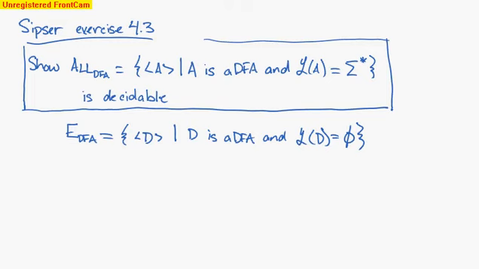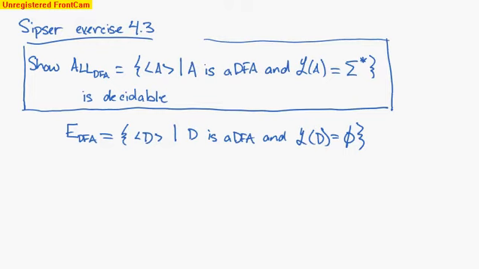Okay, so this video is for Sipser exercise 4.3. This is in the decidability portion of your textbook. This question asks us to show that ALL_DFA is decidable, and ALL_DFA is defined by some machine A, where A is a DFA and its language is all strings.